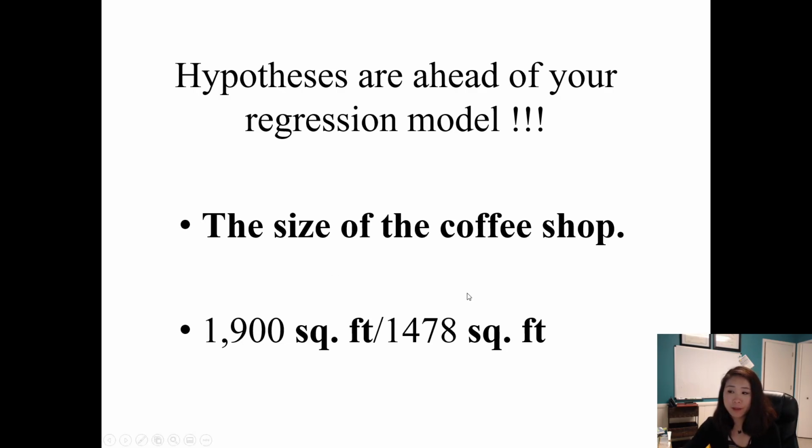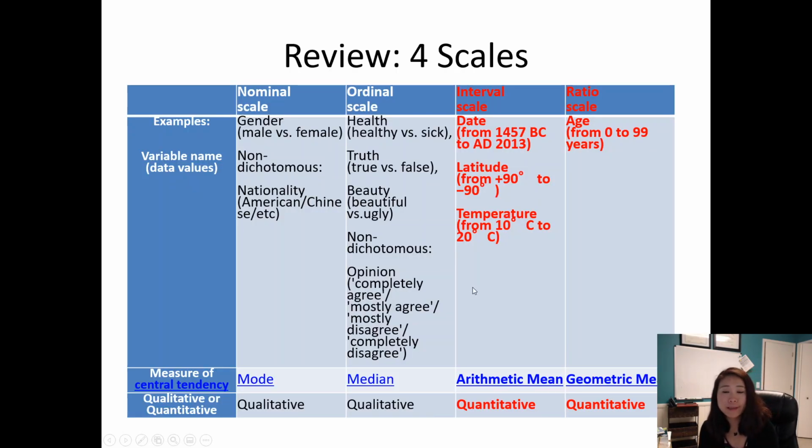First of all, I want to refresh your memory about the four scales of measurement: nominal, ordinal, interval, and ratio. I highlight the last two, interval and ratio, because they are the only two scales of measurement you can use to measure quantitative data. So there is one limit of the model we are learning in this class, regression analysis. The variable we try to predict, like the size of a coffee shop, has to be measured with a quantitative variable.